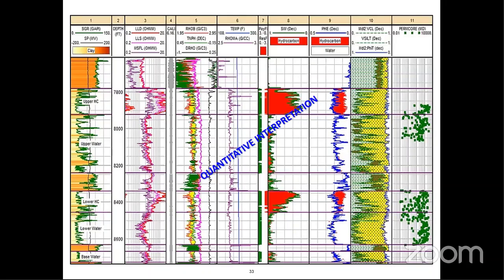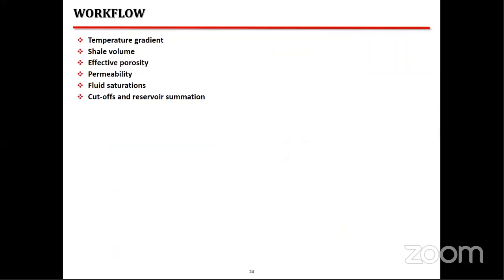I now come to the quantitative interpretation. The quantitative interpretation of LWD and wireline logs involves a specific workflow which is as follows. Firstly, calculation of the temperature gradient in the formation. This is followed by V-shale, effective porosity, permeability, and fluid saturation calculations. Next is applying various cutoffs for these calculations. And lastly, reservoir summation is carried out.